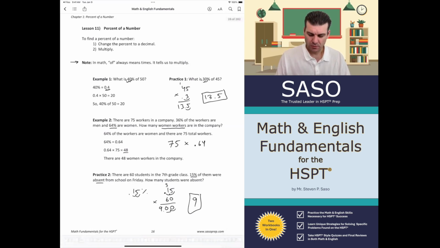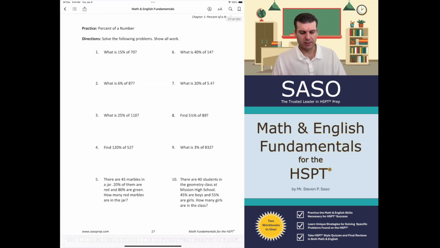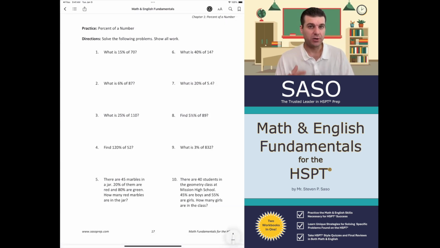Okay, we're going to do a lot more practice here on the next page. Percent of a number, solve all the following problems, show all the work. So it's really important to be able to do this work by hand. You're not allowed to use a calculator in the HSPT, so you have to be good at doing this kind of math by hand. You have to be quick and accurate. So let's go through these. We have a lot of problems to do.